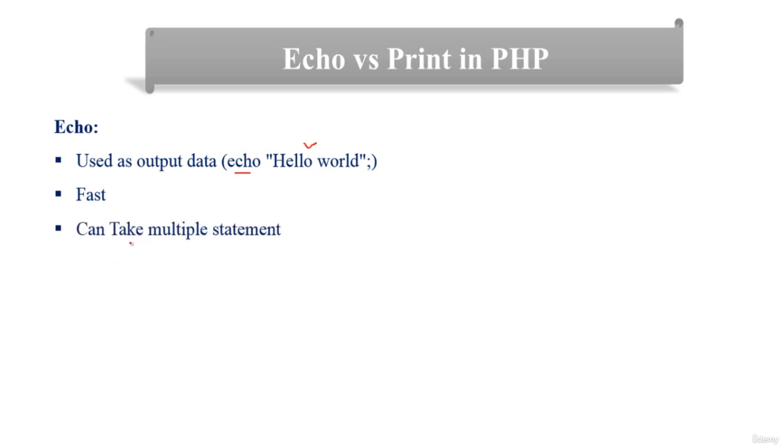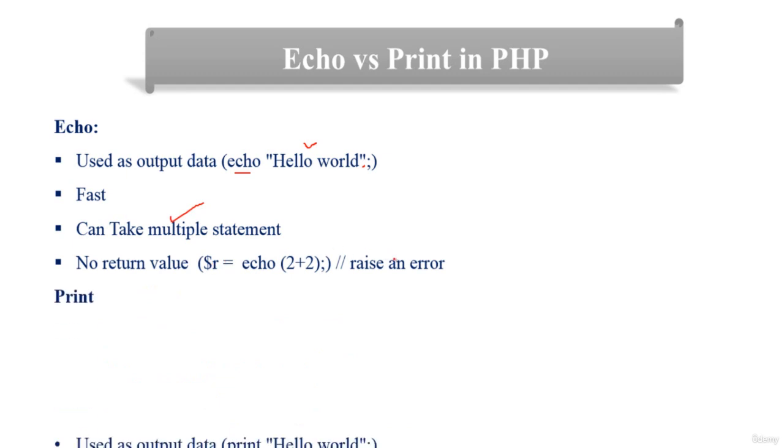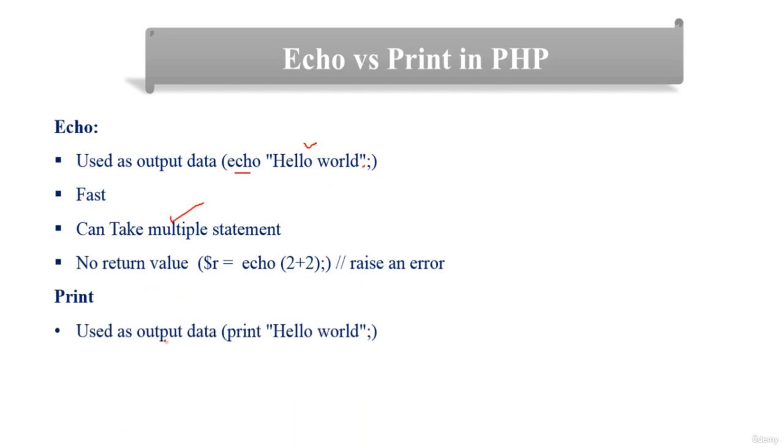Another point is that it can take multiple statements. You can put a comma and provide another line of code that will display. Another point is that it has no return value. When you echo, for example, 2 plus 2 and assign that value to any variable, you will get an error.